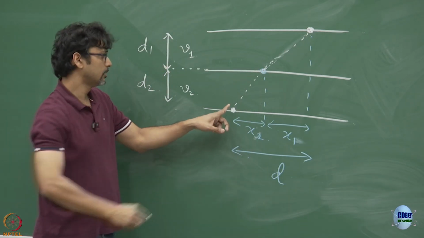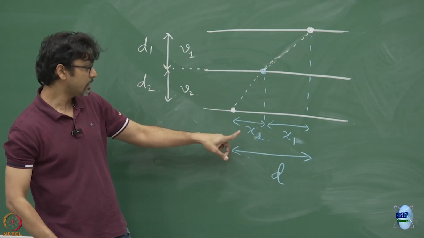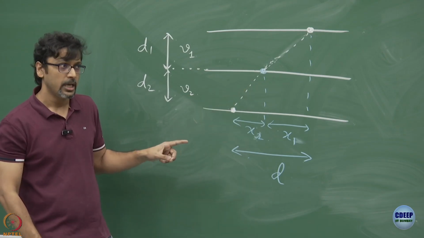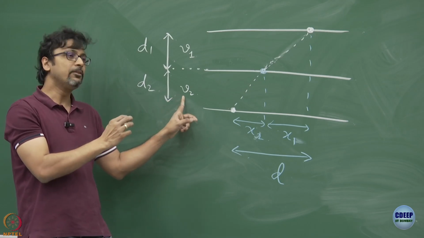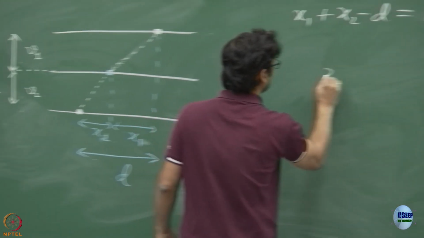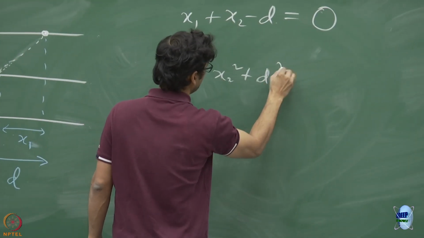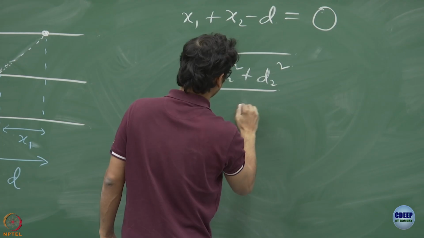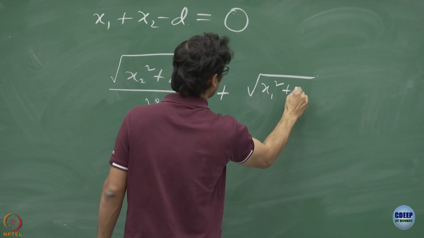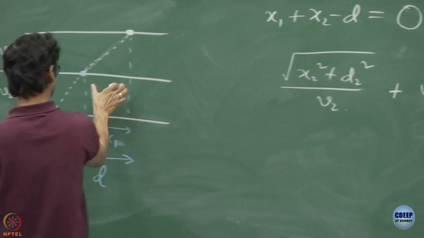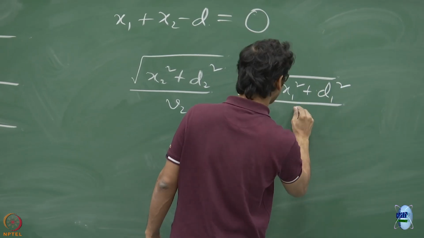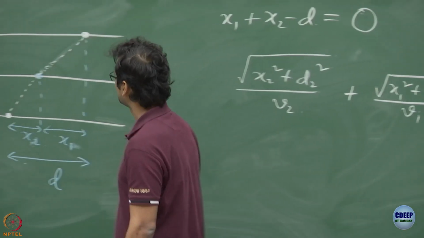So this is the length traversed in medium 2, which is the square root of x2 squared plus d2 squared, but that's not all. If that's the length you're traveling with a speed v2, what's the time it takes? Divided by v2. So it's the square root of x2 squared plus d2 squared divided by v2, plus the square root of x1 squared plus d1 squared divided by v1. That's your f.